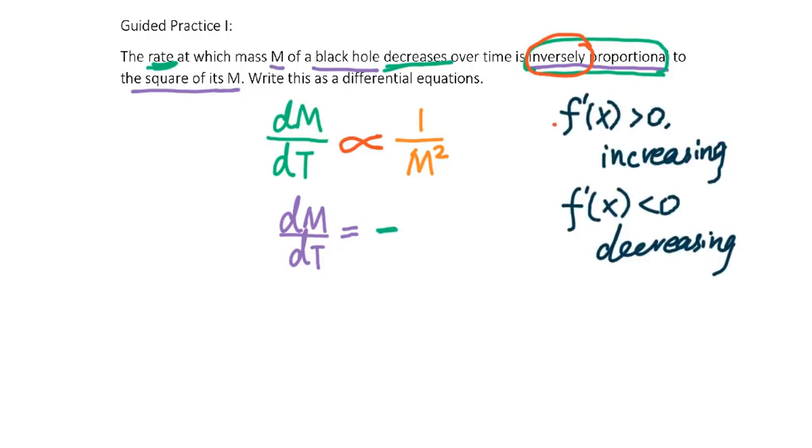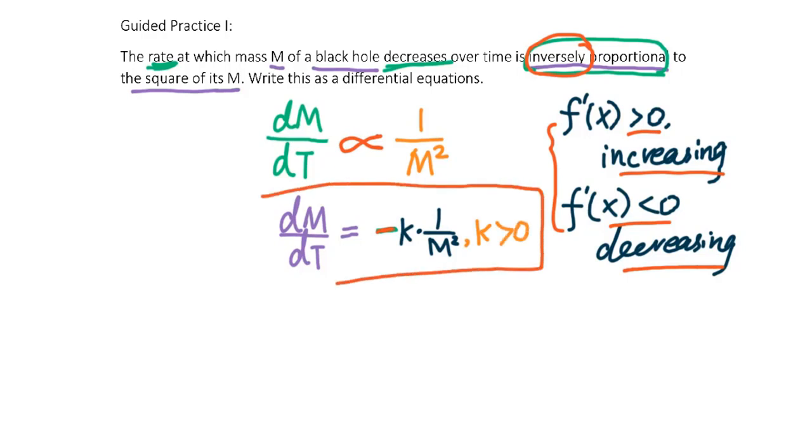As we know, when the derivative is positive, the function is increasing. When the derivative is negative, the function is decreasing. That's the reason we put the negative sign here. Then times k times 1 over m squared, where k is greater than 0. This will be the differential equation according to the given information.